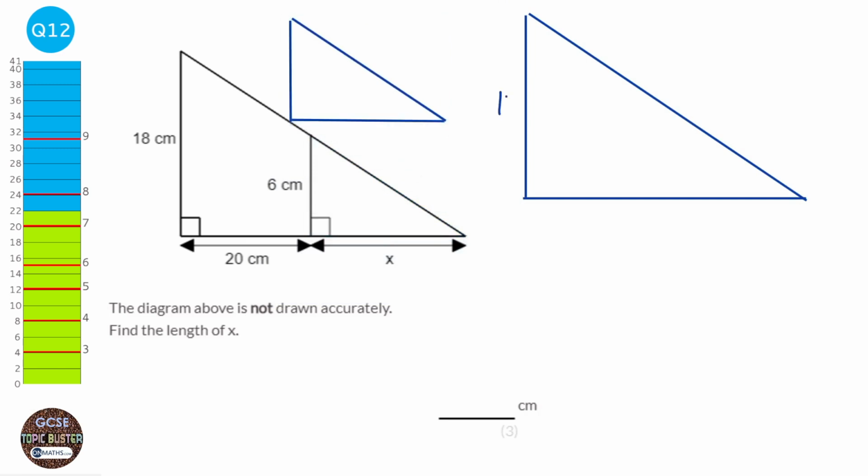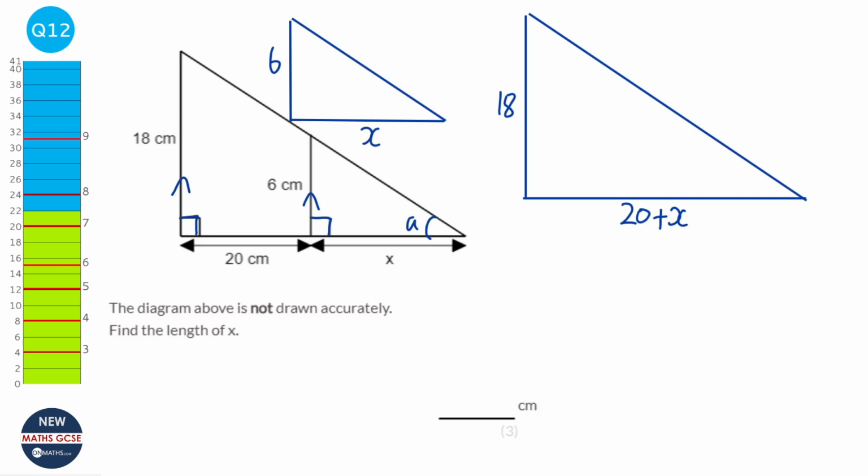And we can label the sides of them as 18. Now this long length would be 20 plus x, 20 centimeters plus x. Then we've got 6 here and we've got x here. Now the two triangles are similar because the sides here are parallel, as they are right angles, and they share an angle here, which we can label as A, so they are definitely similar, which means that one is an enlargement of the other.